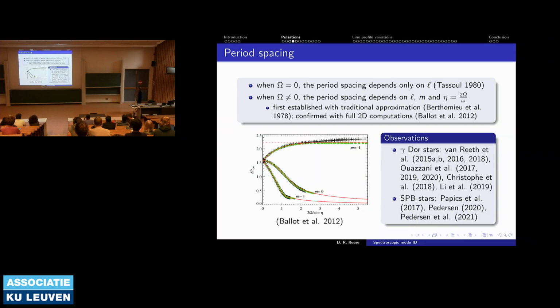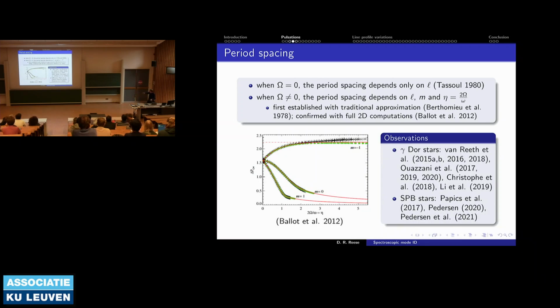In terms of observations, this sort of changing period separations has been observed in various types of stars. It's been observed in gamma Dor stars. There's various works by van Reeth, also Ouazzani, and then various other authors. And it's also been observed in SPB stars. This is important because it can give information on the rotation rate inside the star.